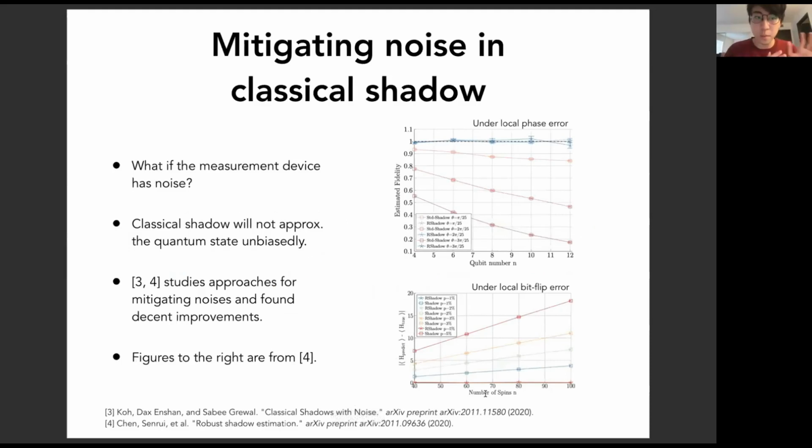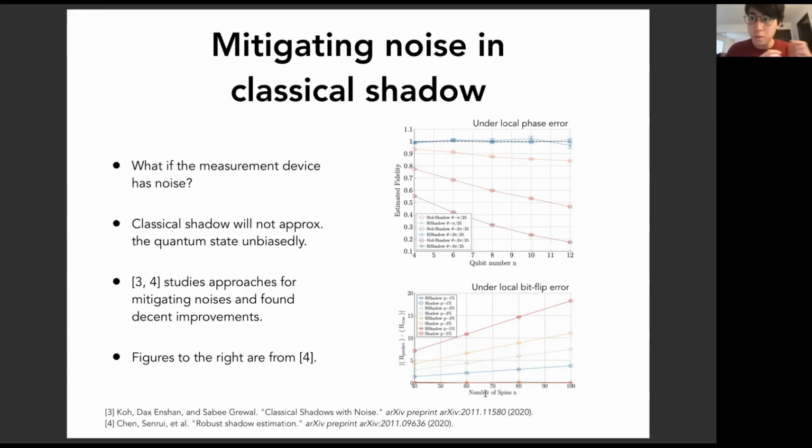However, in all these previous experimental demonstrations, we're using measurement devices that are very clean and can get a lot of signal. There's not too much error or noise in your measurement device. But when there is actually measurement noise, so for example, the unitary that you applied is not really the unitary you think it is, or the measurements are erroneous, like you can have some local phase error or local bit flip error, then in those kinds of cases, if you just use the original formula, classical shadow will actually not approximate the quantum state unbiasedly, which means that if you use classical shadow in this kind of regime, you would actually get a slightly off prediction.